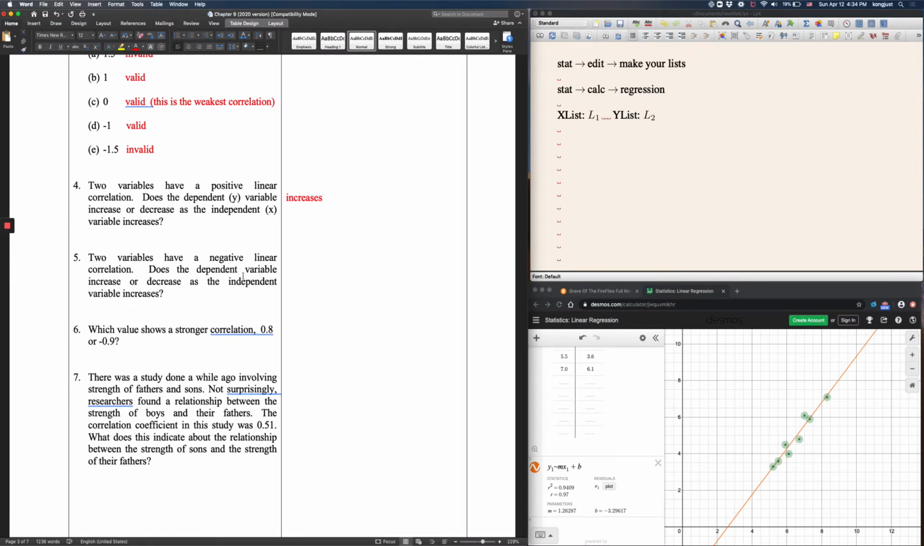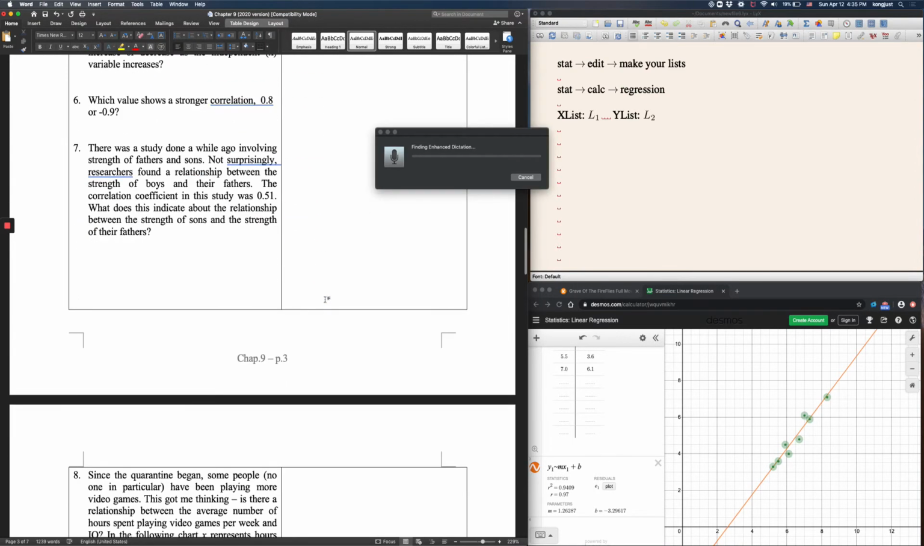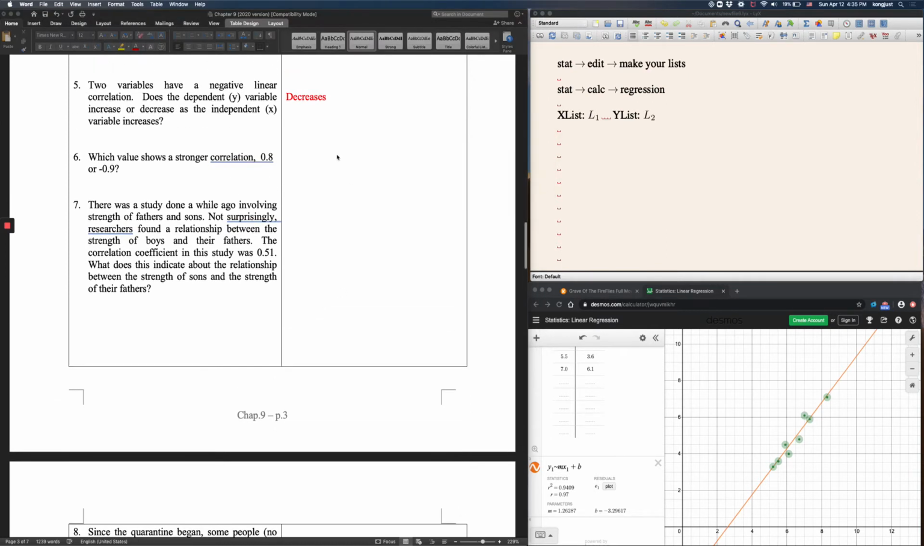Okay, number 5. Two variables have a negative linear correlation. Does the dependent variable, so again the y variable, increase or decrease as the independent variable, the x variable, increases? So as x increases this time, y is going to decrease because it's negatively correlated. That was easy.